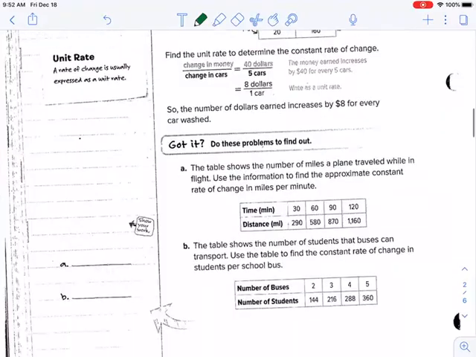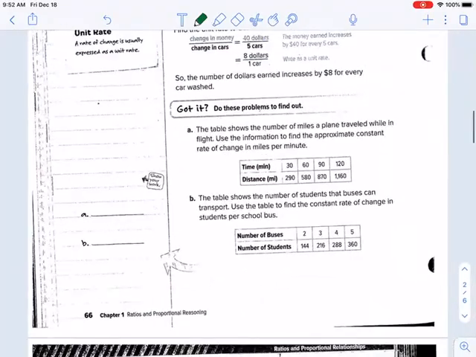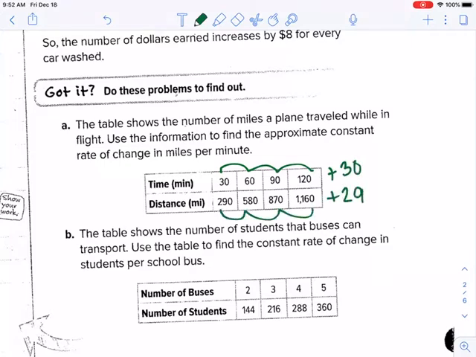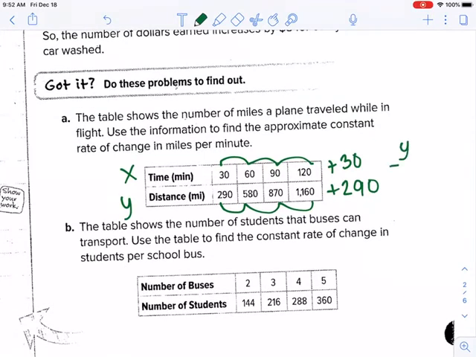Okay, turn the page. Let's look at letter A at the bottom of 66. We're looking at miles a plane traveled while in flight. You'll notice the top is going up by 30. The bottom is going up by 290. Again, this is your X, this is your Y. So if you do Y divided by X, you do 290 divided by 30. So 290 divided by 30 is going to give you 9.7 miles per minute.